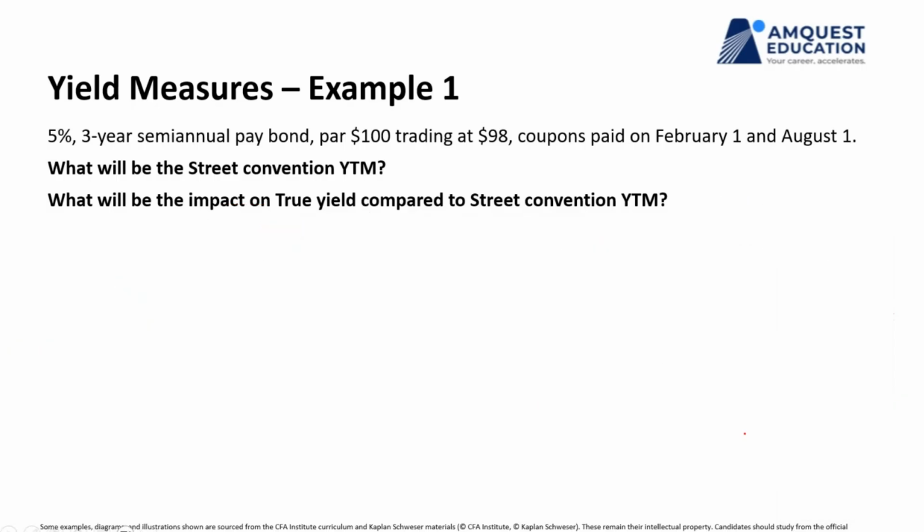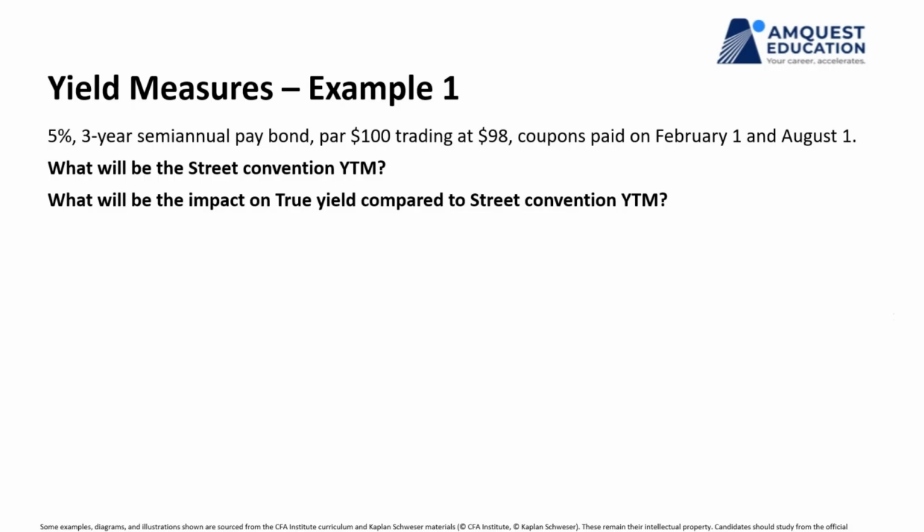Okay, 5% 3-year semi-annual pay bond, par $100, trading at $98, and coupons paid on Feb 1 and August 1. What will be the street convention YTM? What will be the impact on true yield compared to street convention YTM? Please give it a try. Give it a quick try.